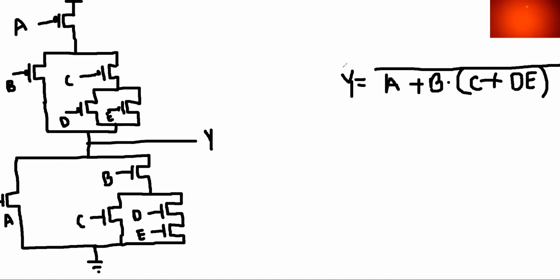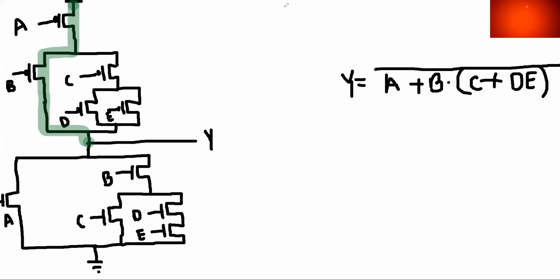So what will be your sizing? Think about it. Let's use the green color. From this point to this point, how many paths do you have? A, B. So one path.